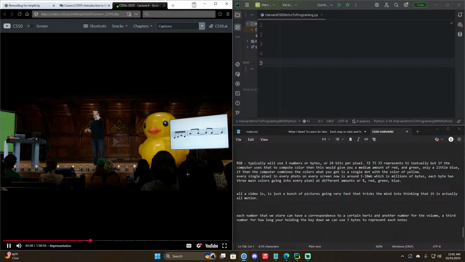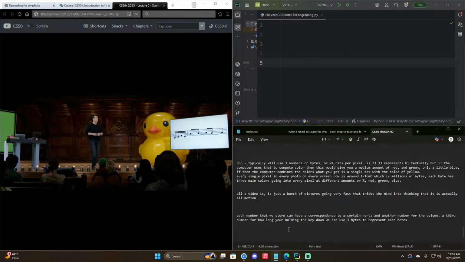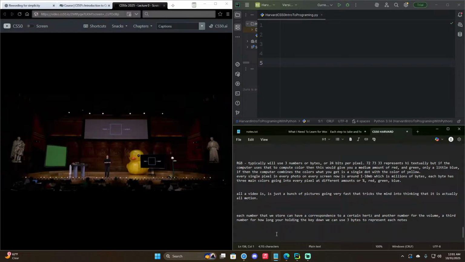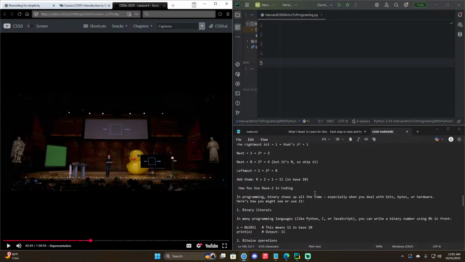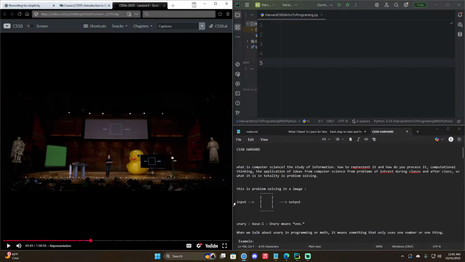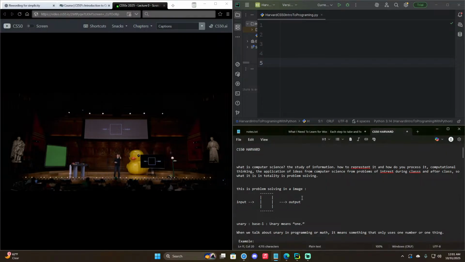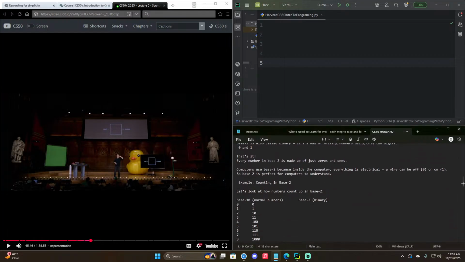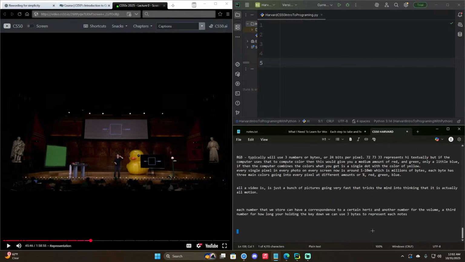But representing, as promised, those inputs and outputs using zeros and ones. Boom. That's this, just zeros and ones. Yeah, in the middle, this is problem solving in an image, which he would probably go into more detail on here.